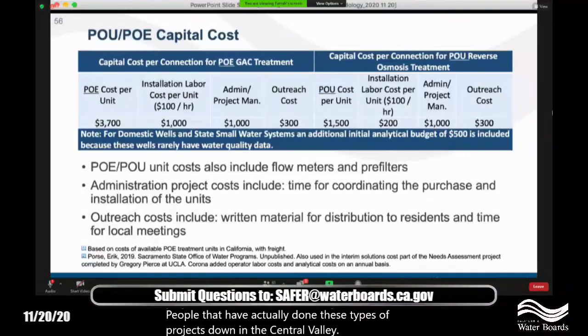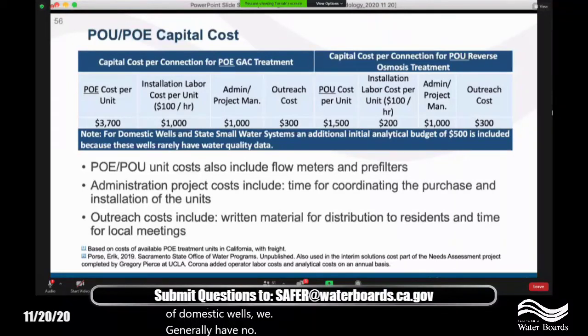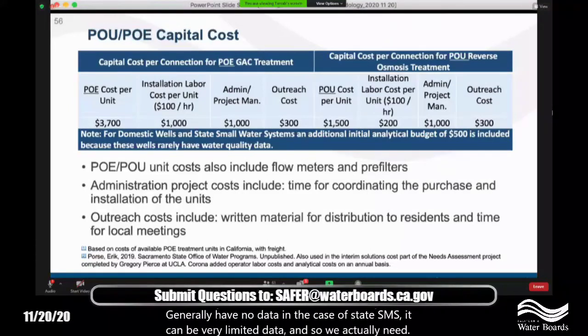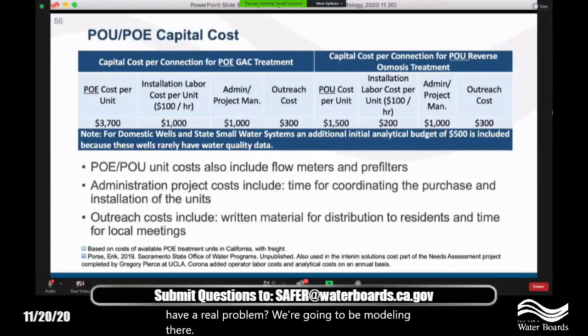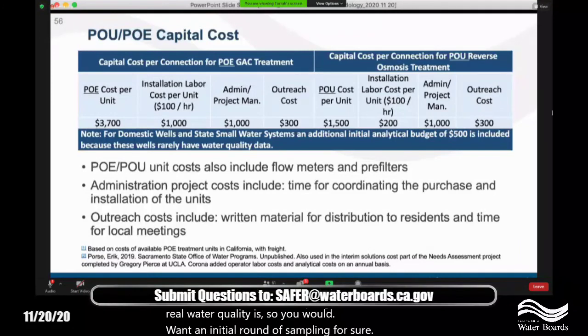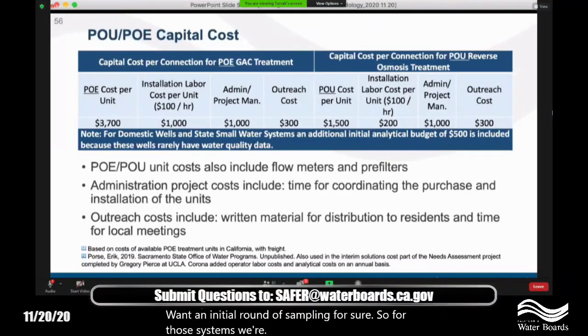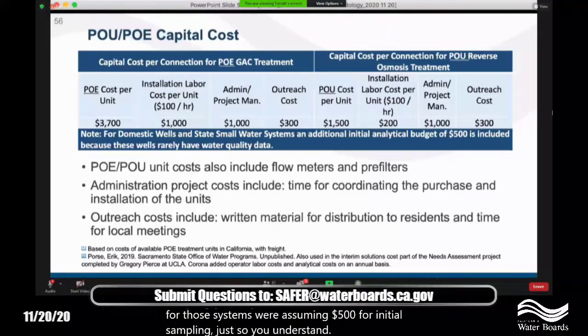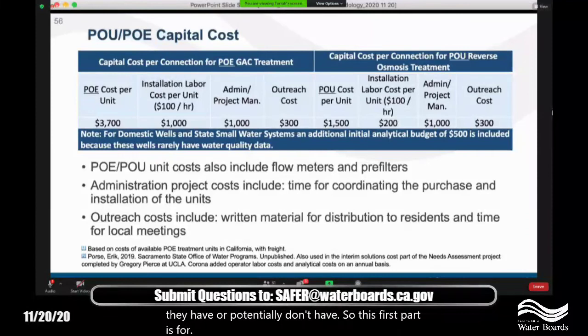And another thing that I would like you to note is that for domestic wells and state small water systems, we don't always have great analytical data. And in the case of domestic wells, we generally have no data. In the case of state smalls, it can be very limited data. And so we actually need some actual numbers to work with here. Do they have a real problem? We're going to be modeling their water quality, but we don't know what their real water quality is. So you would want an initial round of sampling for sure. So for those systems, we're assuming $500 for initial sampling, just so you understand all the problems they have or potentially don't have. So this first part is for the capital cost per connection for point of entry GAC.